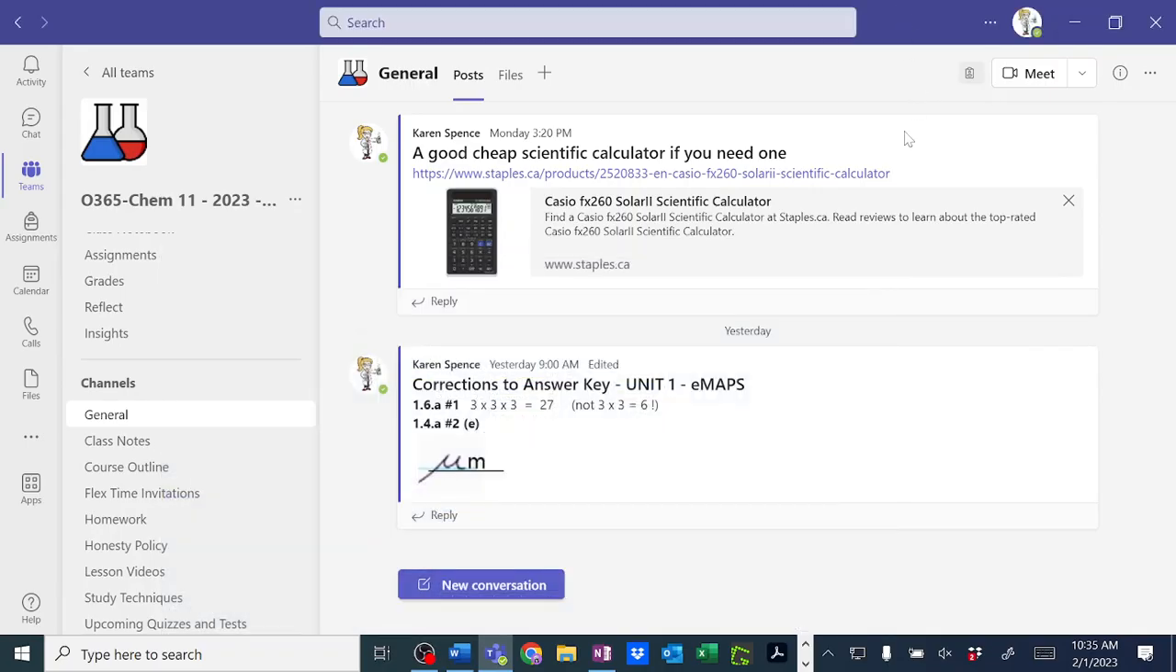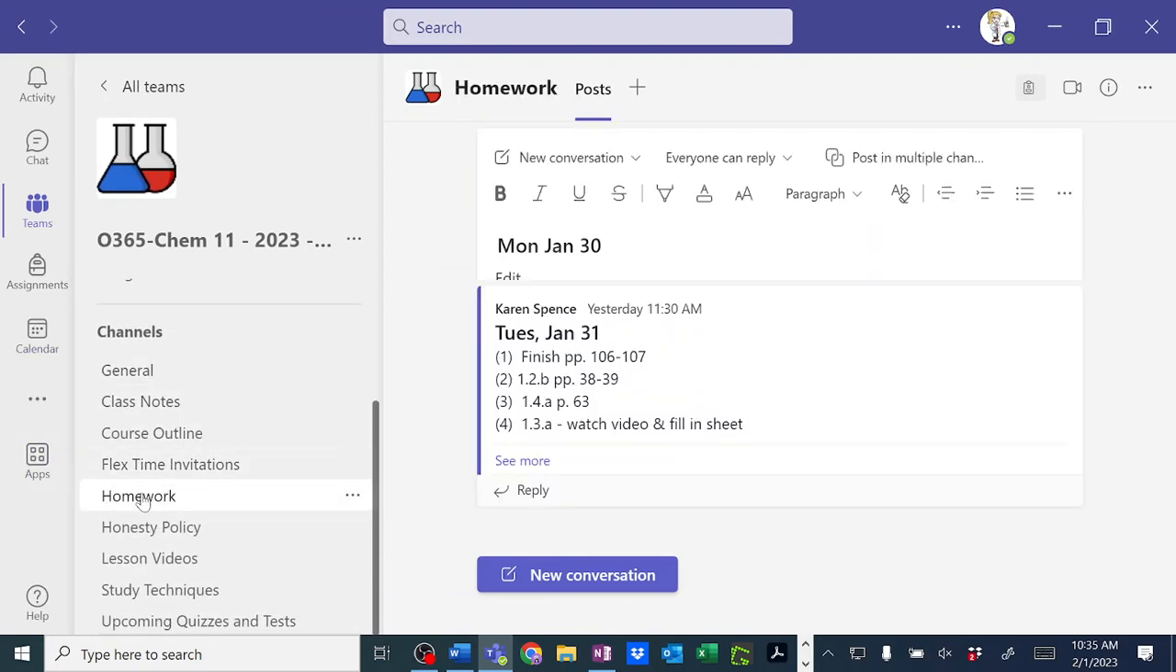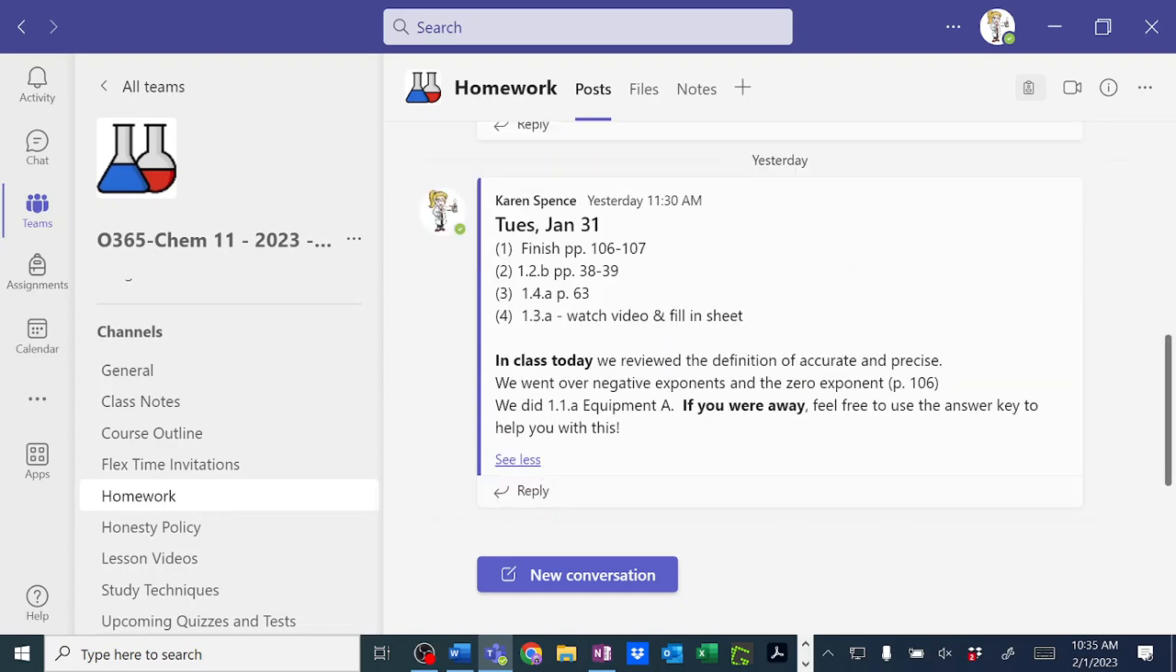I wanted to just show you a couple of things. First of all, in our homework section, maybe I can make this a little bit bigger. If you go see more, there should be a little section that says in class today. So if you are away or you just forgot what we did, there will be a little section that says in class today, what we did, and what you might be able to do to get caught up on things. Okay, so that's one thing.